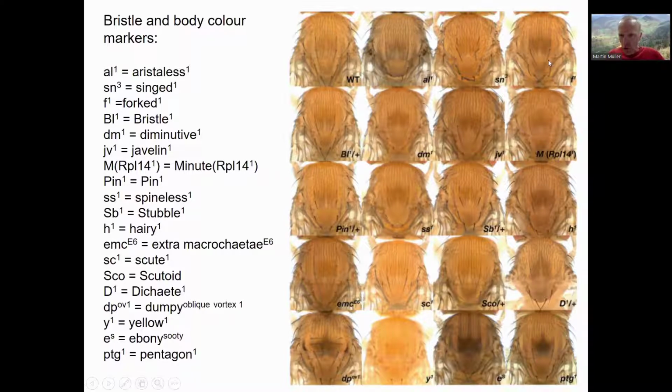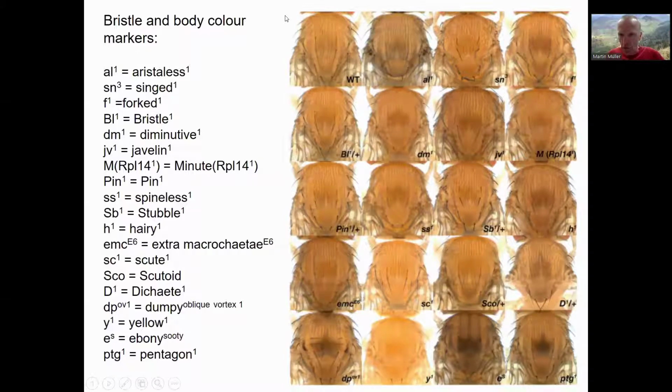You will learn something about forked. Gustavo's experiment tomorrow makes use of the forked marker, and you can see that these macrochaetae are sometimes not nicely long and thin, but are kinked at one place here. You can see it's kind of bent here also. So the bristles have a particular phenotype which will be used in Gustavo's experiment tomorrow.